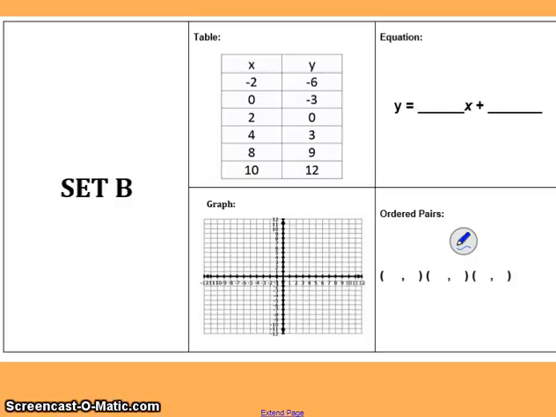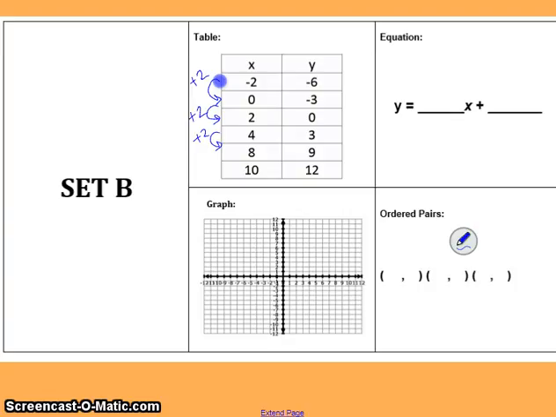Alright, so let's go back to example B, and let's figure out what we should do. So it gives us a table rather than a graph, and we're really good at finding rate of change from our tables. So let's first find what my x values are going by. I can say that negative 2 plus something will give me 0. So plus 2 gives me 0. Negative 2 plus 2 will give me 0. Then I go from 0 to 2, and that's also adding 2. And then if I were to go to the next one, it'd be adding 2.